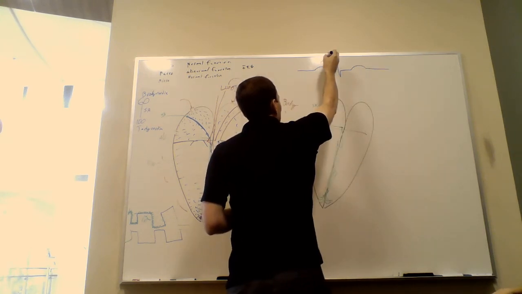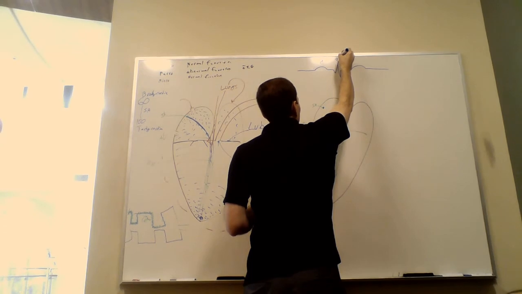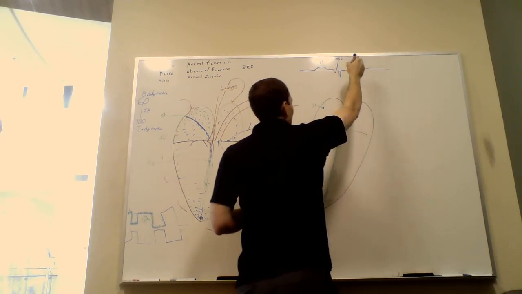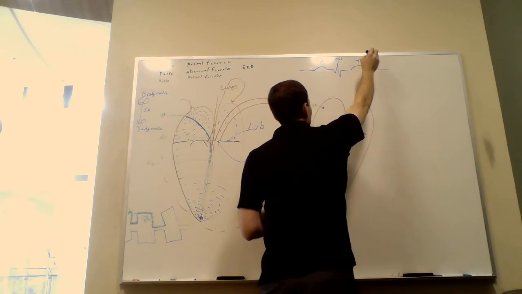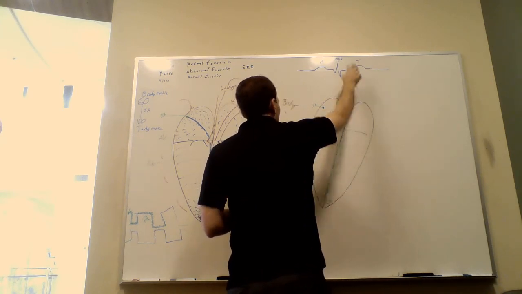So, this is called the P wave. This is the Q, R, and S waves. They happen all next to each other, so they're just called the QRS complex. Then we have the T wave.